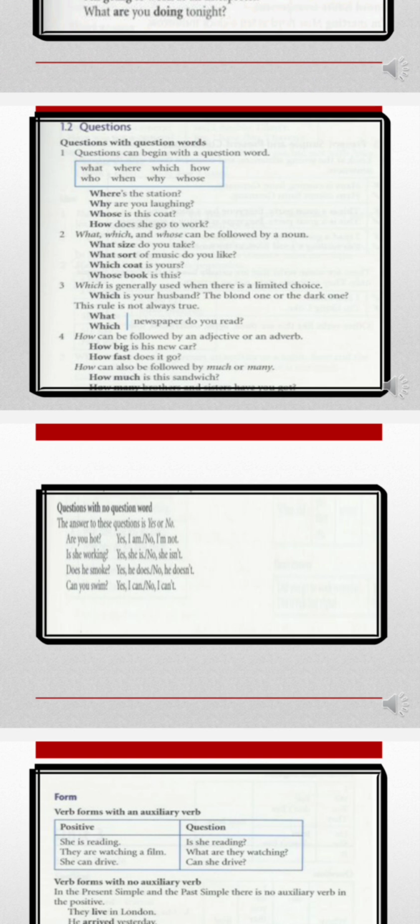4. How can be followed by an adjective or an adverb. For example, how big is this new car? How fast does it go? How can also be followed by much or many. For example, how much is this sandwich? How many brothers and sisters have you got?